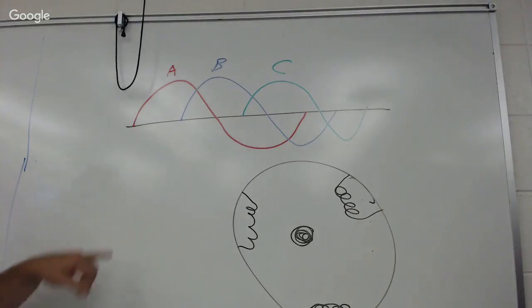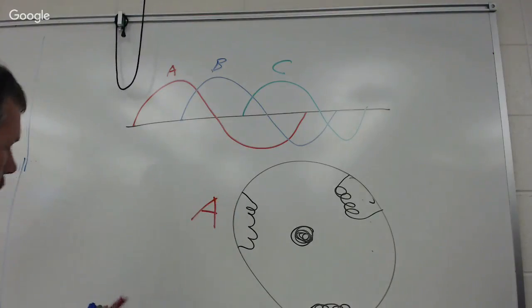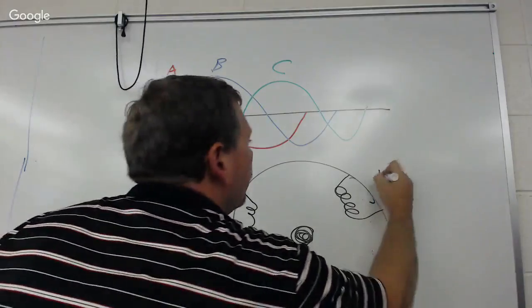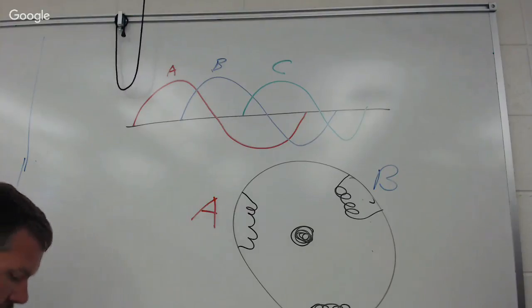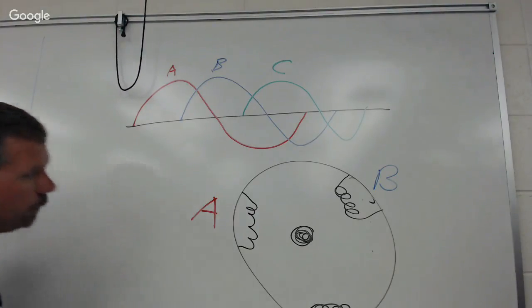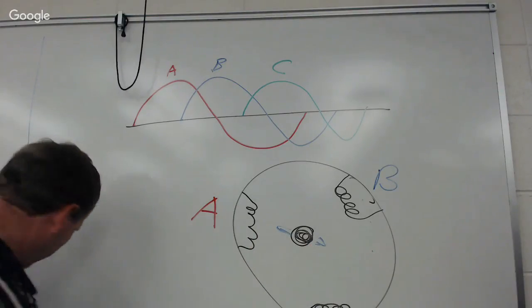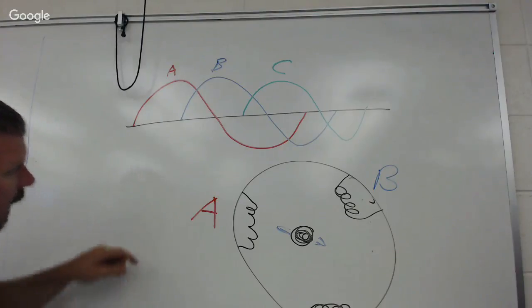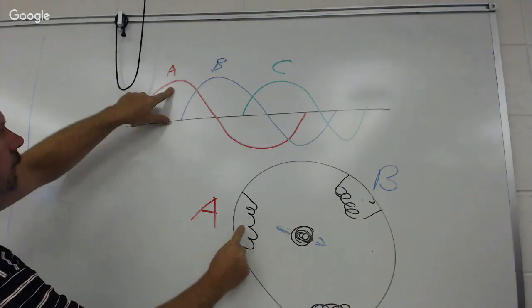So the attraction, if I label these as A, B, and C, we'll see that as phase A rises, well, of course, we have a rotor in here, so we have a little magnetic pole developing in here. But we'll see that A is attracted here. And so we're lining up with A. We're being attracted to this point.